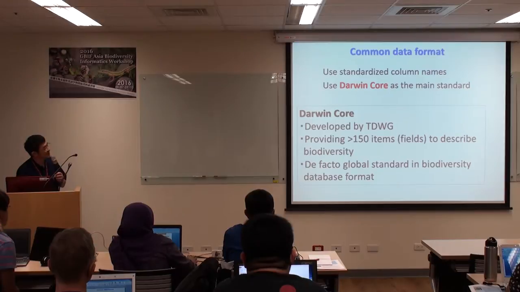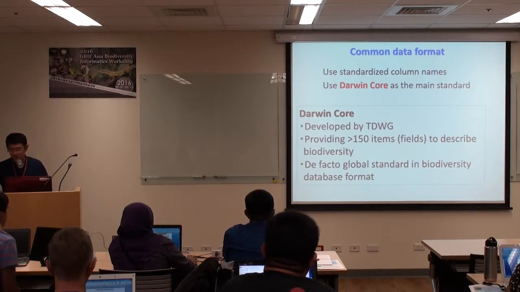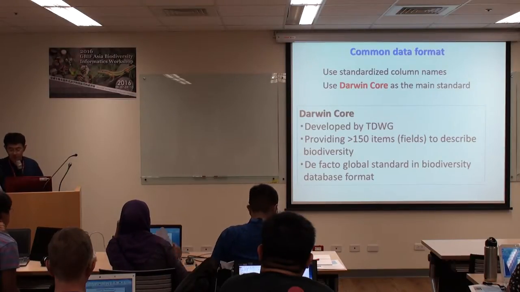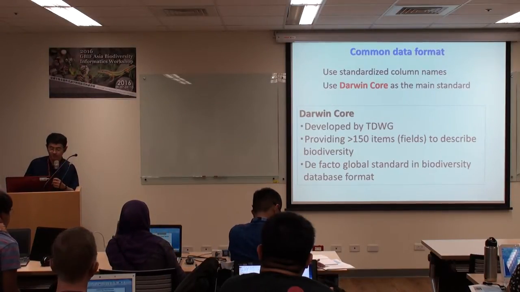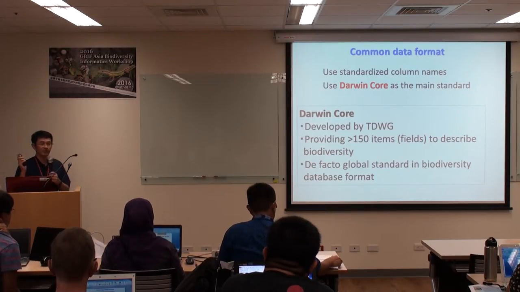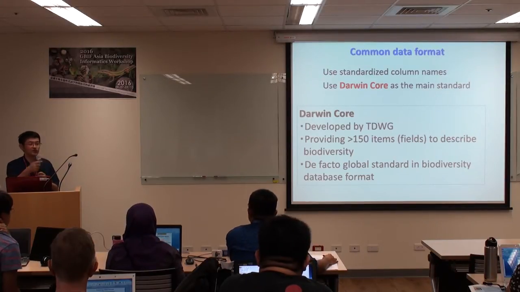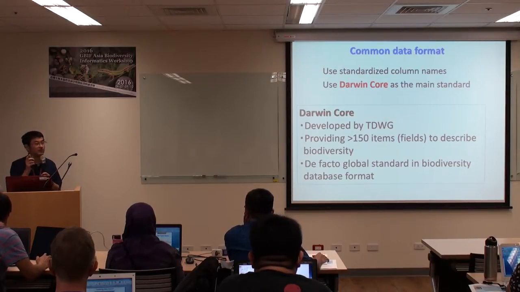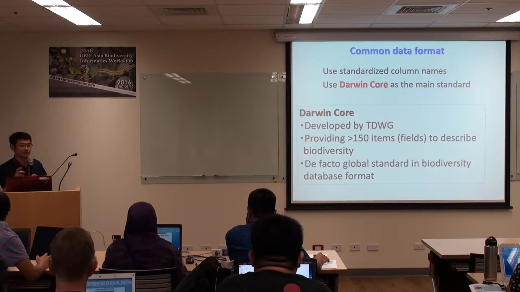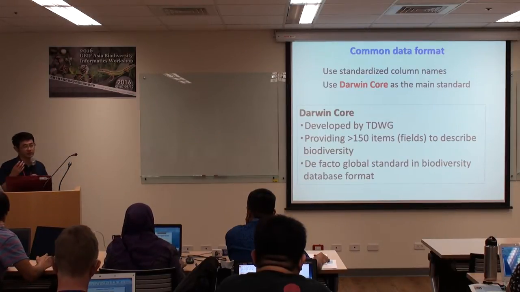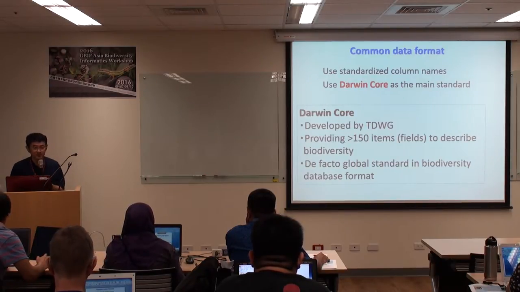So Darwin Core is a kind of a main standard to be used in biodiversity data. Actually, looking back to the history of Darwin Core, well, think about books. When you go to libraries, you can get standardized information about books. That's because the information about the books, who wrote this book, who published, where it is published, how many pages, all this information is being standardized.